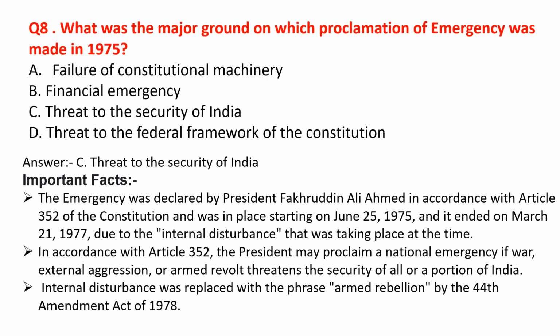as was in place starting on June 25, 1975, and it ended on March 21st, 1977, due to the internal disturbance that was taking place at the time. It was the first time when the emergency was imposed on the basis of internal disturbance. In accordance with Article 352, the President may proclaim a national emergency if war, external aggression, or armed revolt threatens the security of all or a portion of India. Internal disturbance was replaced with the phrase armed rebellion by the 44th Amendment Act of 1978.